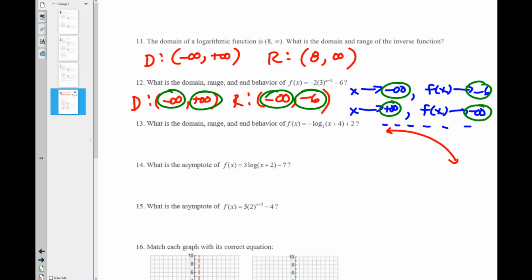Now Cade's going to totally redeem himself. Domain, range, and end behavior. I'll give you the easy ones, Cade. Let's start off with domain and range. What's the domain here for this log?